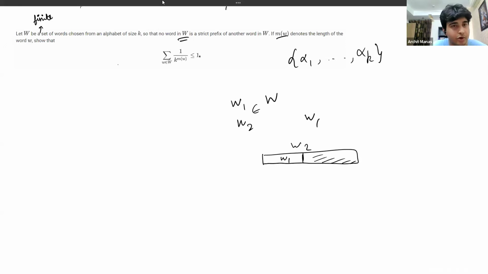And given this condition, you want to prove this interesting inequality where you're summing over all the words in W and you're assigning each a weight of 1 by k to the length of the word. And you want to show that this sum is at most 1. So of course, as usual, the hunt is for what object would you like to count, right? And to do that, you would probably want to first understand how does one model this condition in a reasonable way.